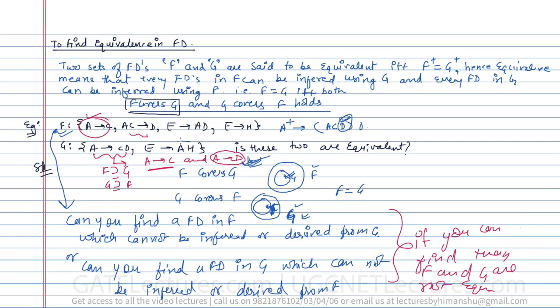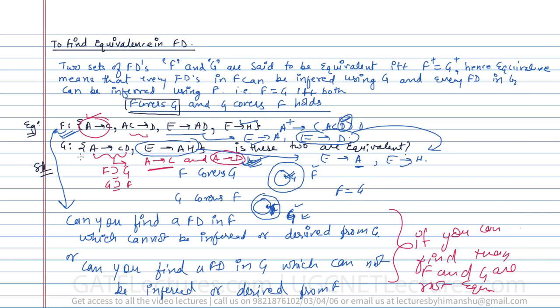Now in the same way, here we have E derives AH. If you have E derives A, we can write it as E derives H, right? So E derives A is also present here, and E derives H is also present here. But E derives D is present in the above functional dependency, but it is not present here. So how can you say E derives D is also present here?